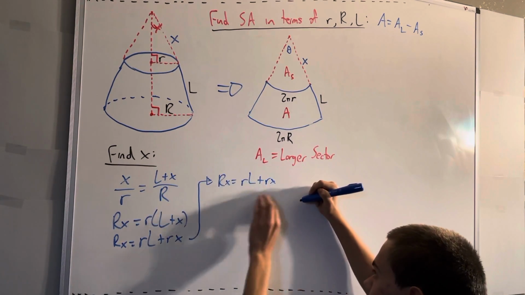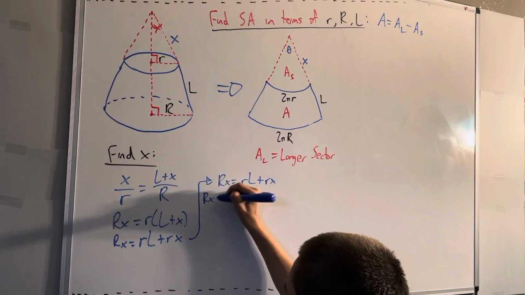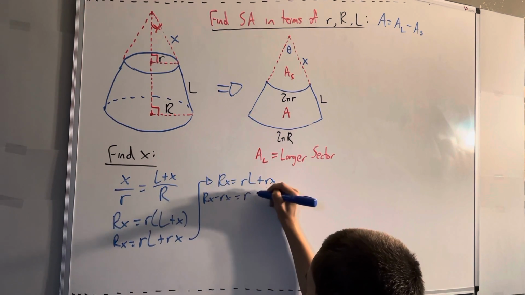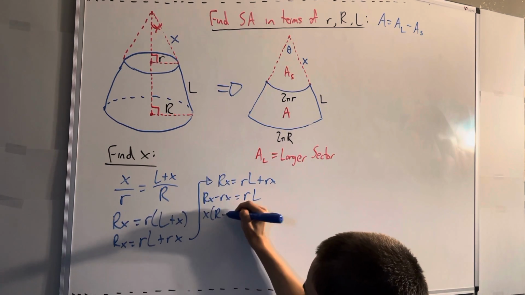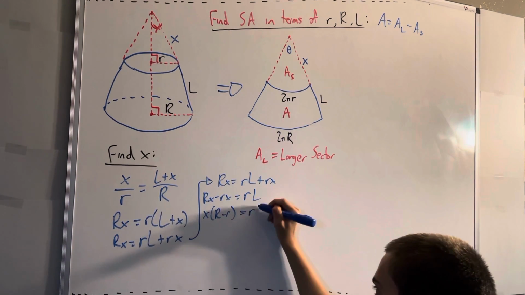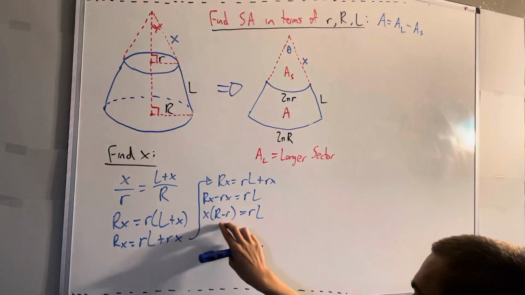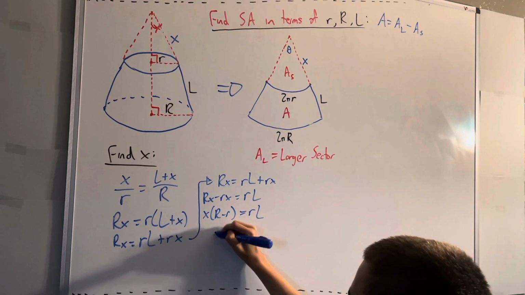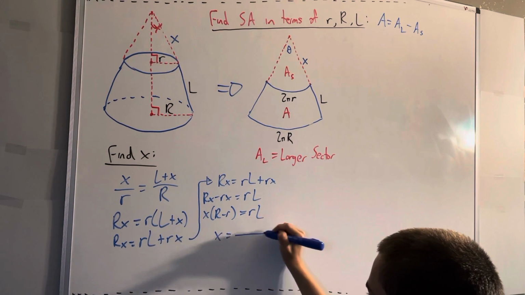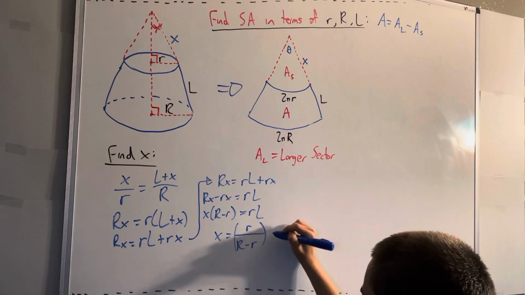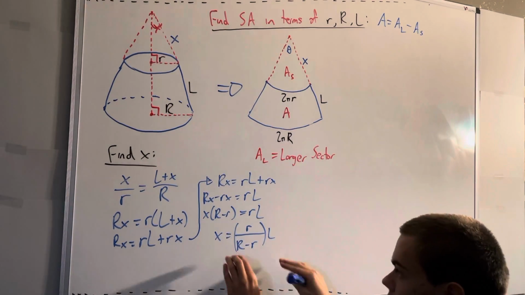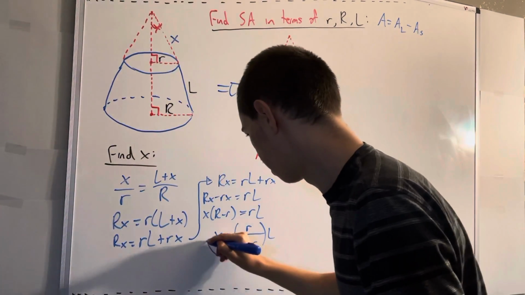We could subtract rx to this side. Right, and then we could factor out x. Right, and then we could divide r minus l to the other side. We get x is equal to this. Right, this would be it. This right here is x.